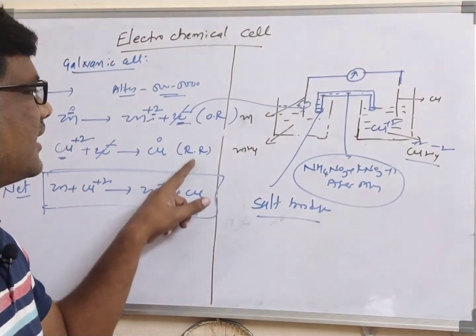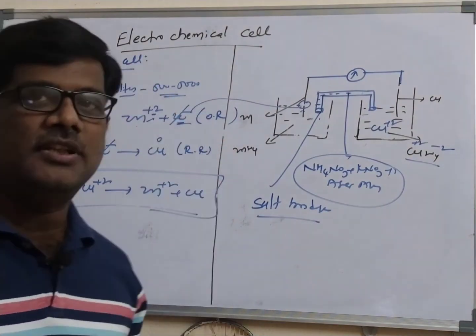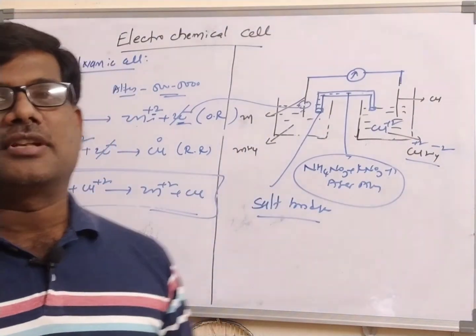This is the oxidation reaction, this is the reduction reaction. Both reactions take place simultaneously. Not only this, electricity is also produced. That's why the cell is called the electrochemical cell.